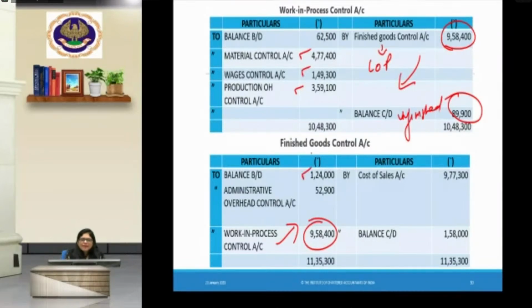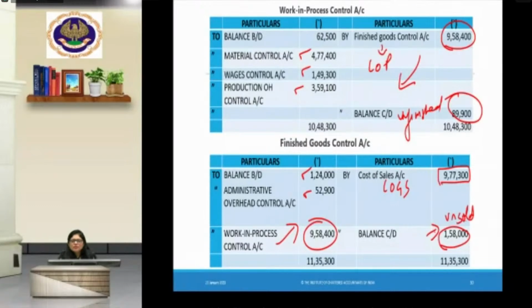So opening balance of finished goods in stock, admin overheads absorbed to finished goods, and this will be transferred to cost of sales. So this is cost of goods sold. Clear? And this is unsold goods, unsold stock. All right.